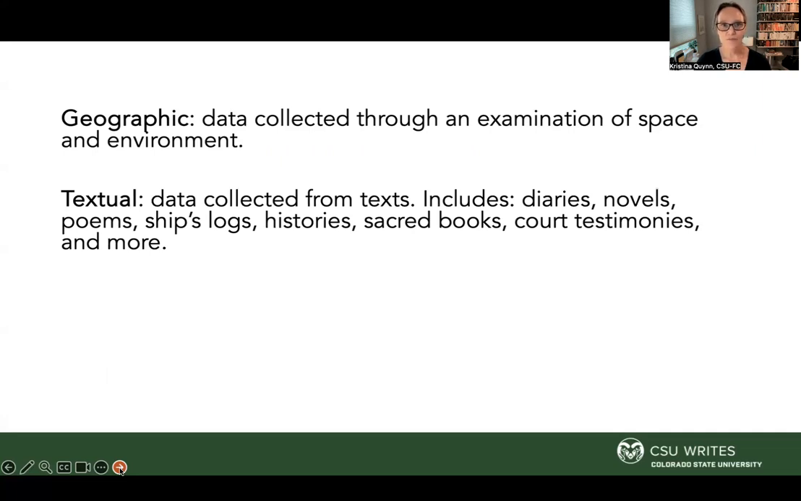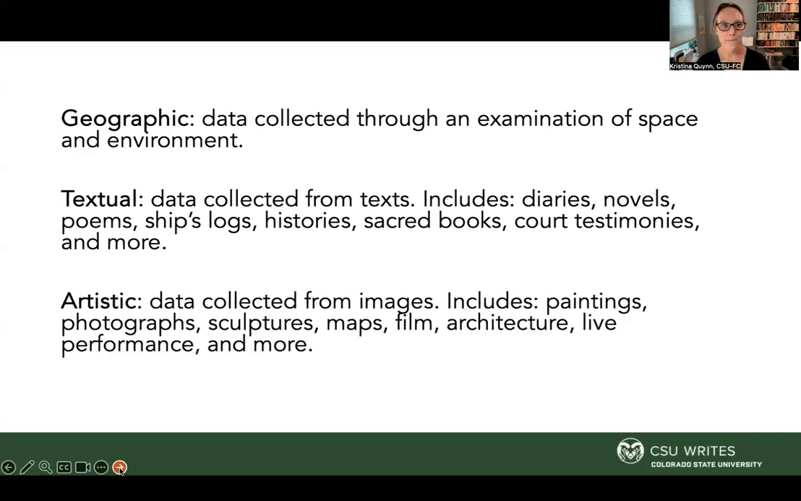It's collected from novels or other texts, or sometimes now that I've moved more into writing studies, what it is that writers are writing about. But it could be diaries and novels, poems. I love the ship's logs, if you think about where it is that people have been going, histories, sacred books, etc. And then you can also have artistic evidence.